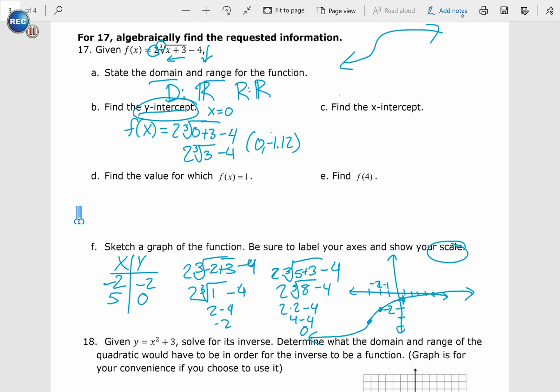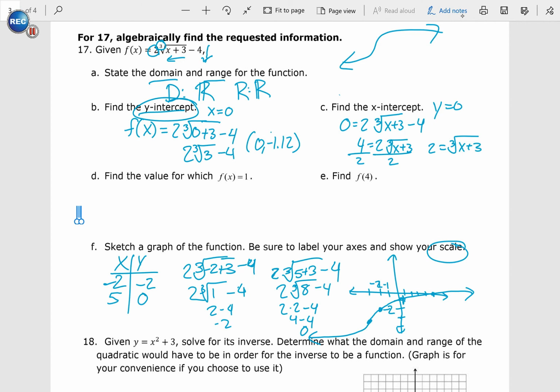Now the x-intercept, that's when y equals 0, so we're going to substitute when this entire graph equals 0. So that's 2 cube root of x plus 3 minus 4. We're going to add that 4 to the other side, so that equals 4 cube root of x plus 3. Divide both sides by 2. Then we're going to end up with 2 equals the cube root of x plus 3.